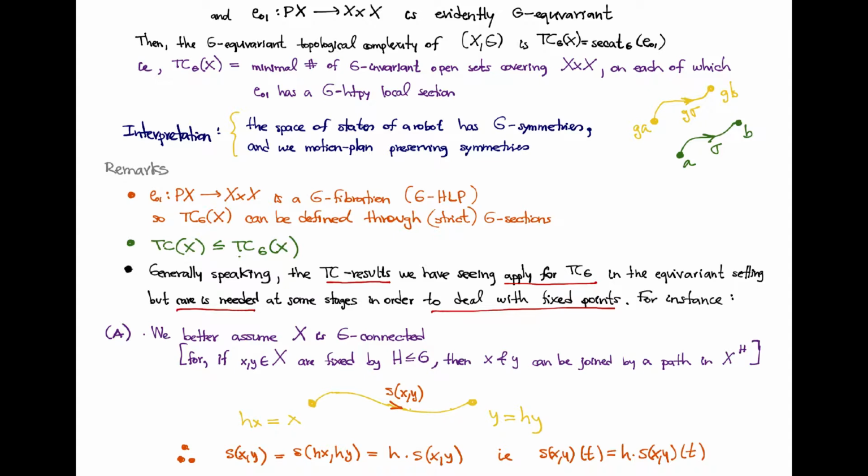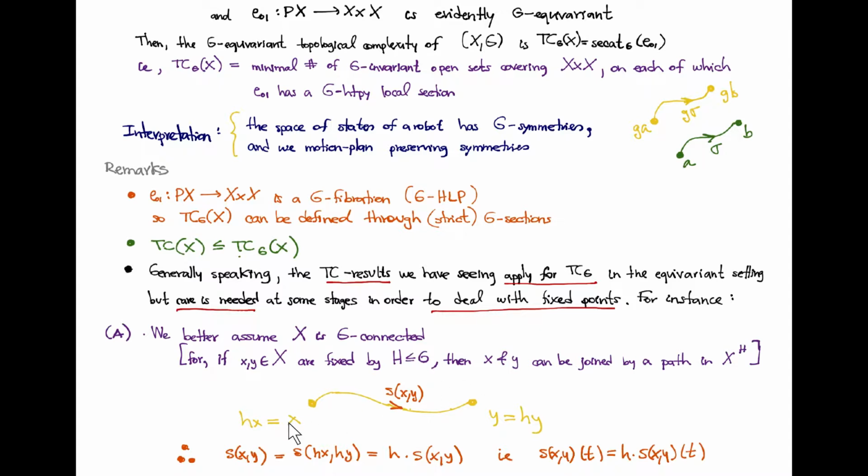Now, much of what I said you can extend to the equivariant case, except that you have to be a little bit careful with fixed points. I'm going to pinpoint two places where this happens. For instance, in planning the motion, you had better suppose that your space is G-connected, which means that if two points in the space are fixed by some elements of a group, then these two points should be joined through a path of points which remain fixed under that group.